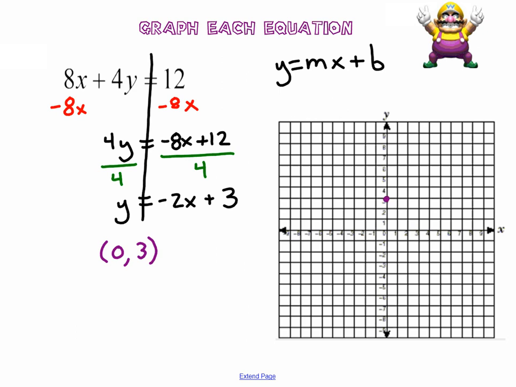My slope in this situation is negative 2, but because it's just a whole number, I'm going to put it over 1. So what this tells me to do is go down 2 over 1. So I'm going to go down 2 over 1, and keep repeating that pattern. Do the same pattern backwards. Now I'm going to take my straight edge and draw myself a nice straight line here.